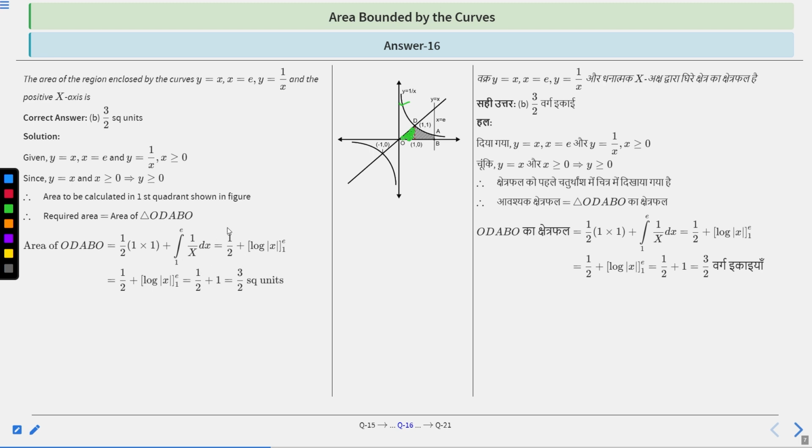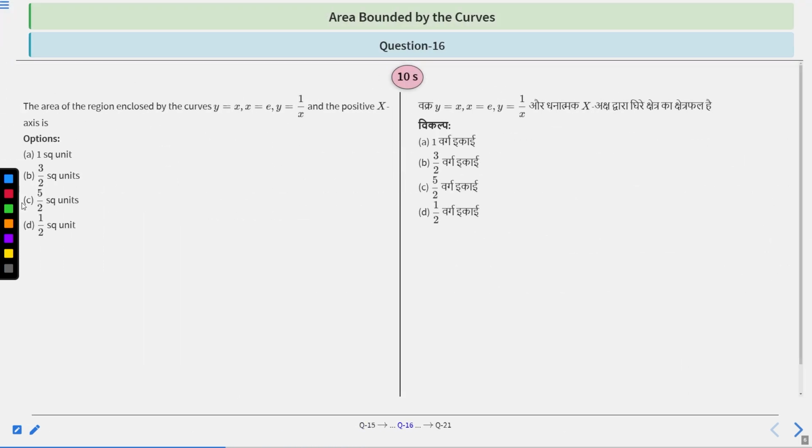After solving, you will get 1 by 2 plus log mod x, since the integration of 1 by x dx is log mod x, from 1 to e. After putting the limits from 1 to e, we get 1 by 2 plus 1, which is equal to 3 by 2. Got it? So option B is the right choice.